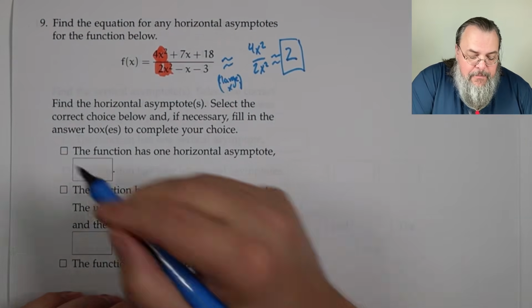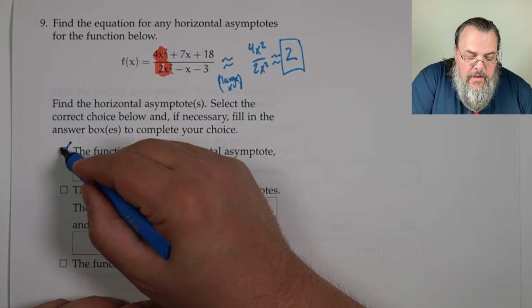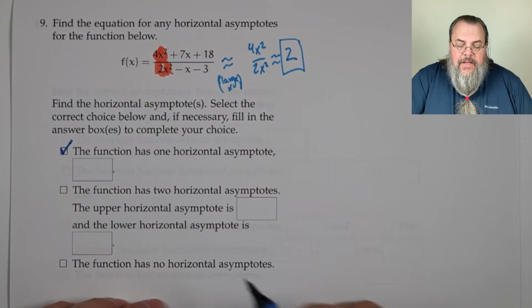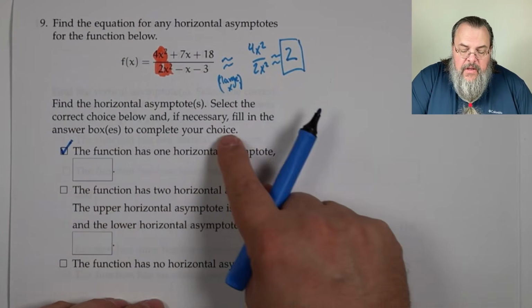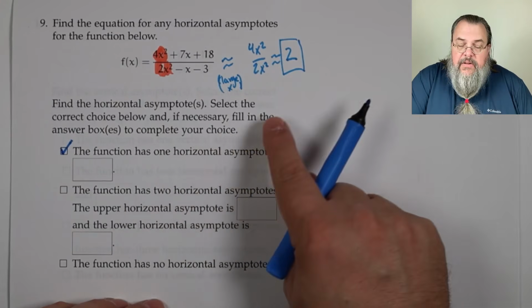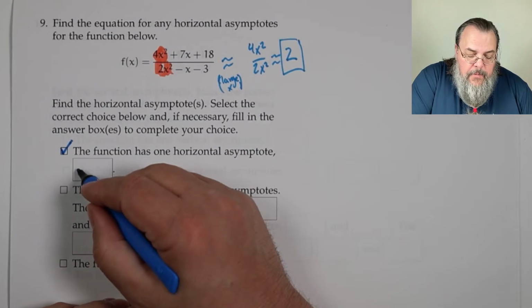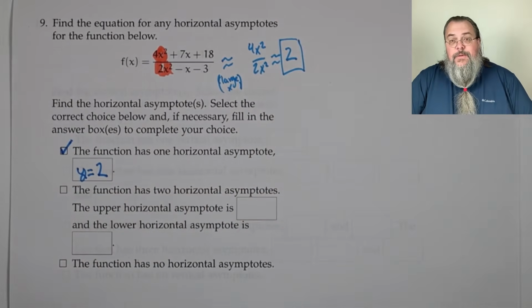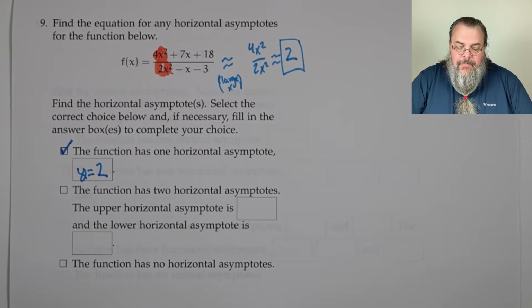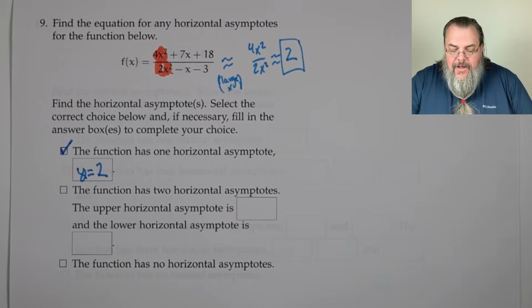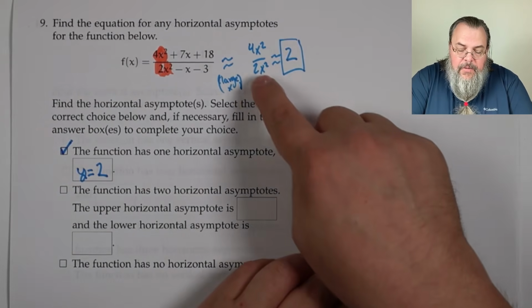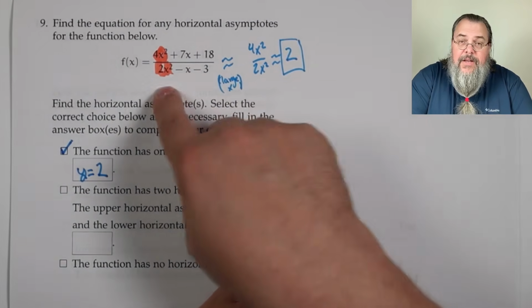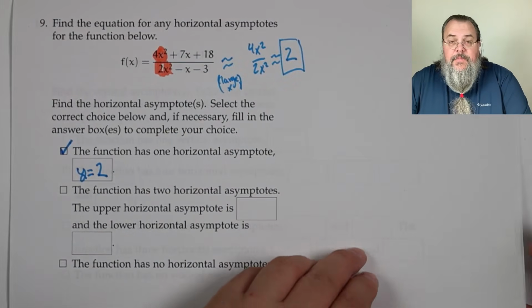All right, so let's mark this. There's 1, so this is the one we check. Now we have to fill in the box. And what is our horizontal asymptote? Well, I put in y equals 2 because that's what we're approaching. We're approaching the line y equals 2. And there we go. Good. Just remember, for horizontal, look at the leading terms. That will determine what goes on.